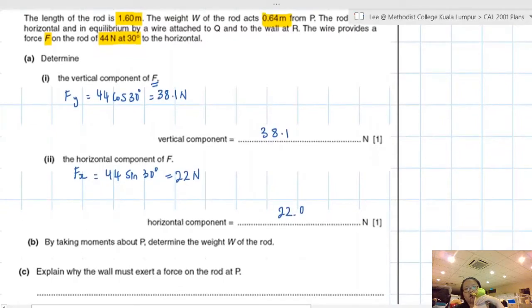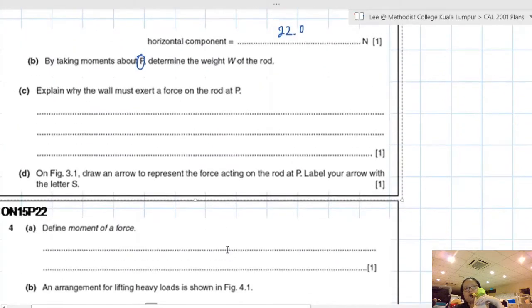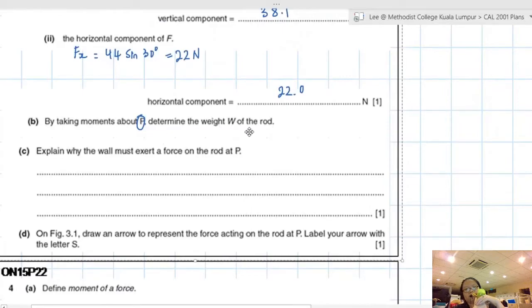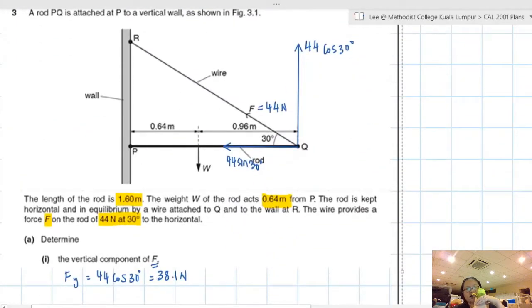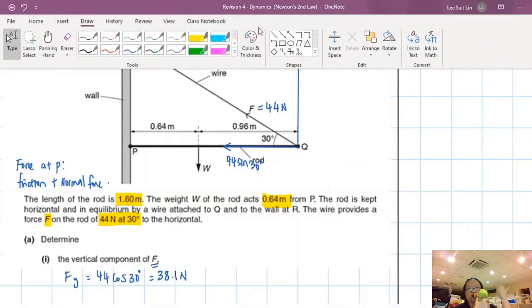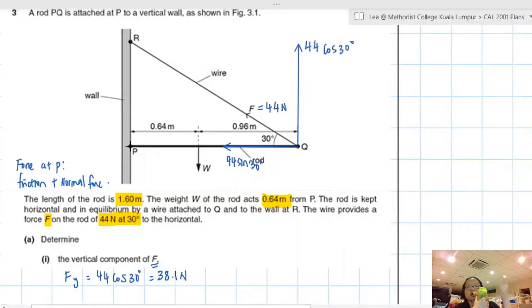By taking moments about P, find the weight of the rod. Well, I didn't leave space, so never mind. So this question is trying to be very helpful. We are taking P as reference because there are two forces at P that we don't know. We don't know what the friction is, we don't know what the normal is. So I'm just going to draw here for you as a rough guess. Normal force again must point away from the contact surface, so it will point in this direction.